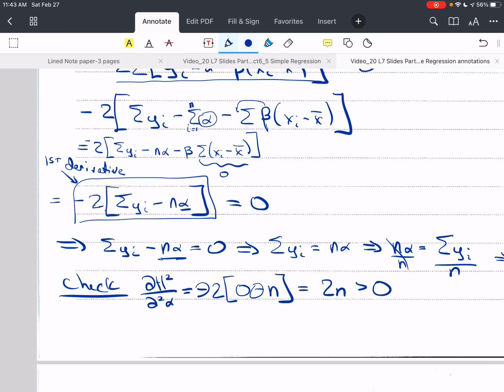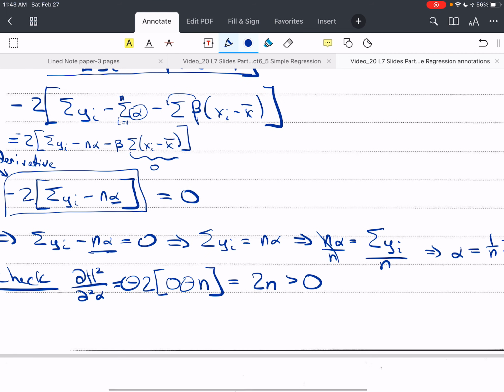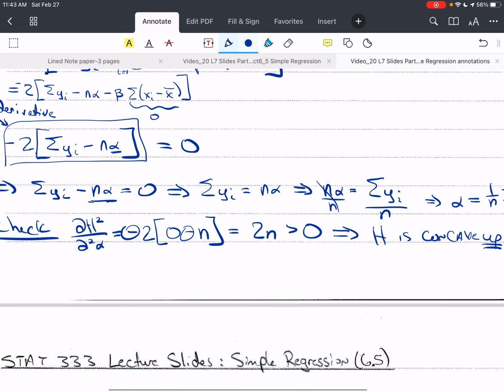This negative and this negative cancel. N is always greater than or equal to 1. That's a sample size, so it has to be in this case. Okay? Which implies that H is concave up. And if it's concave up, it's curving up, that means when I find the derivative and set it equal to 0, it's got to be a minimum.